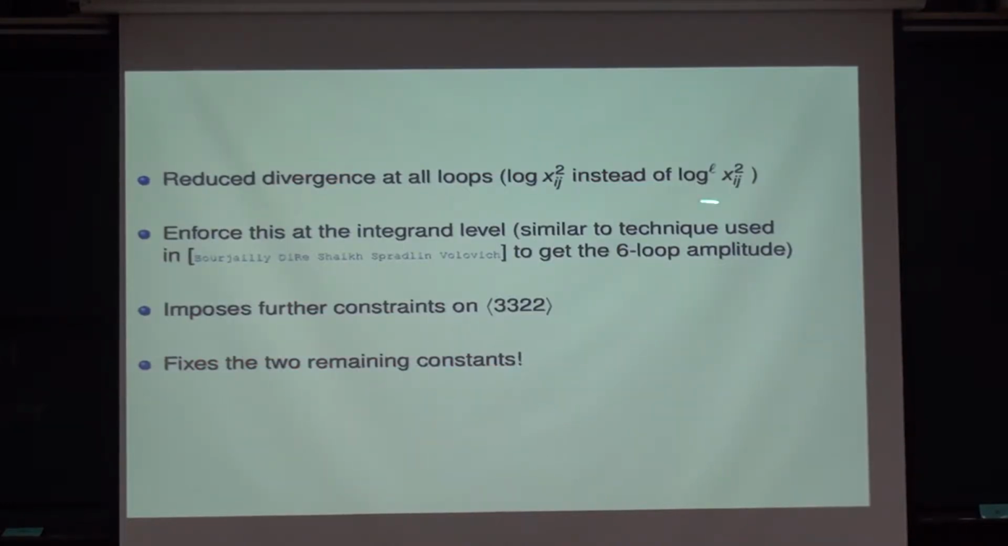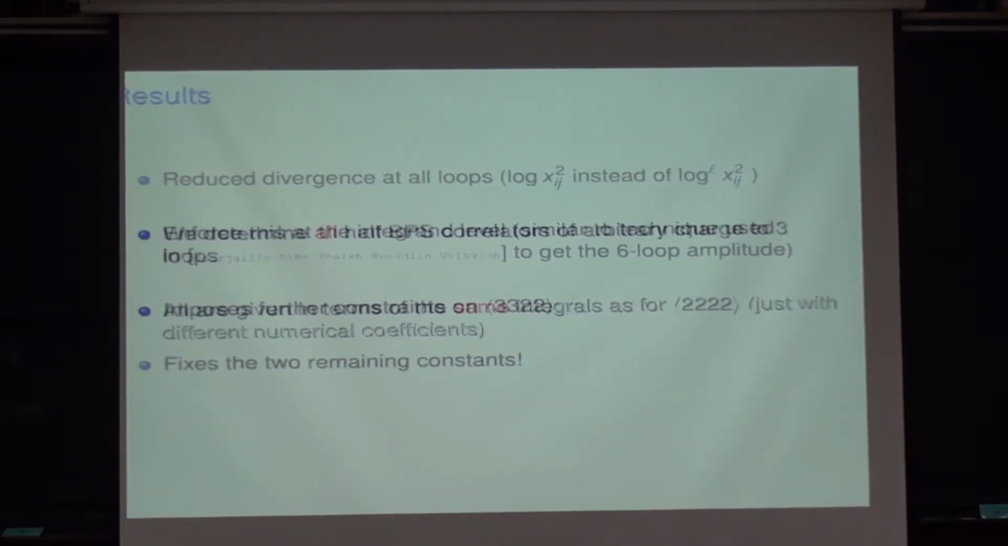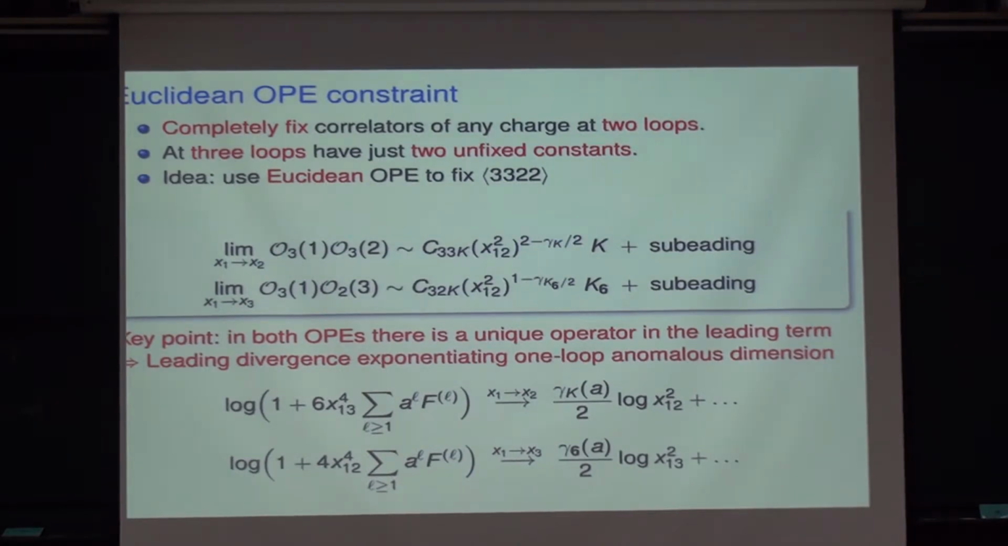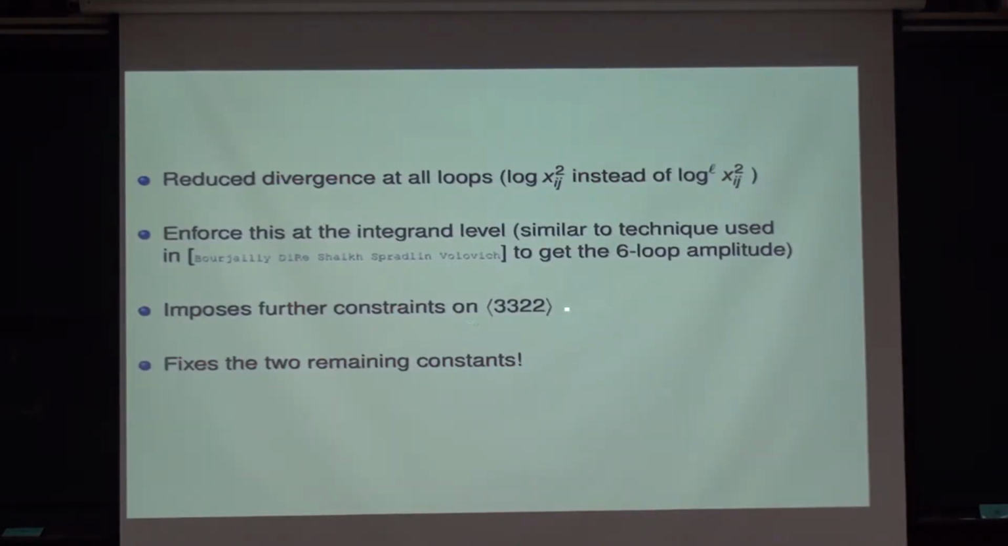Okay, so we've got a reduced divergence, and again I can enforce this at the level of the integrand. I can examine where the divergence comes from at the integrand level, and then use that to restrict the 3,322 correlation function.